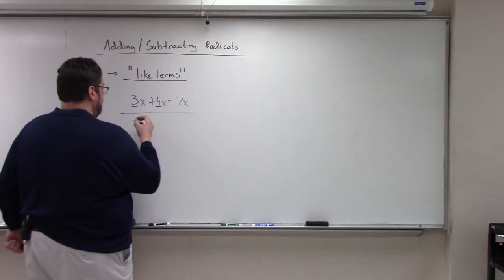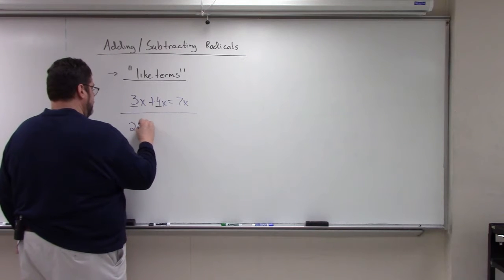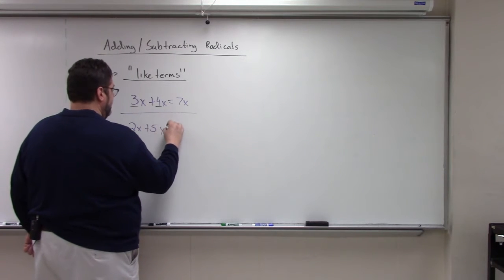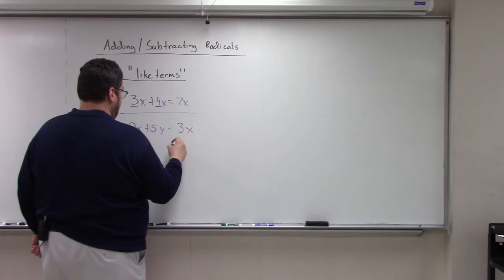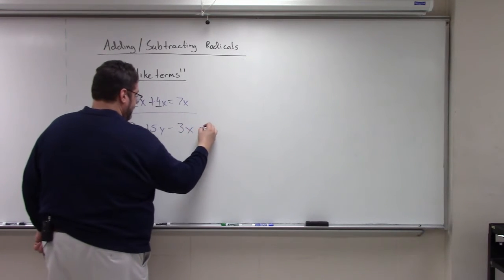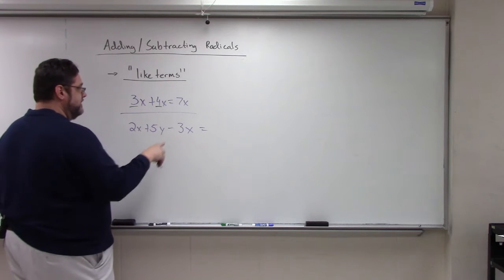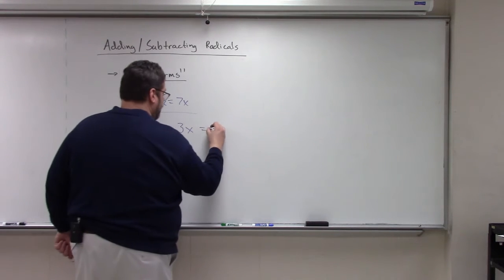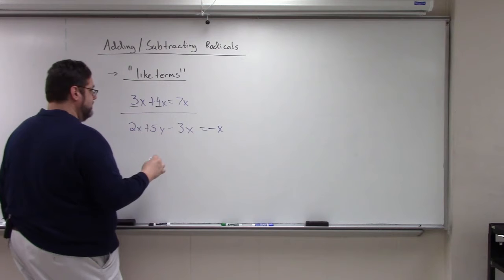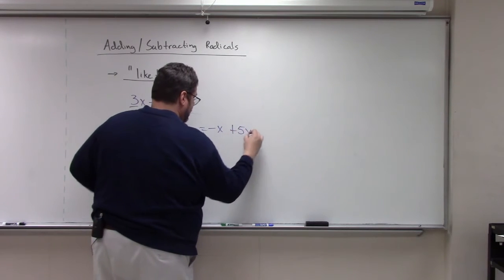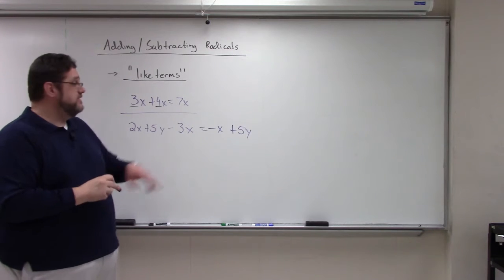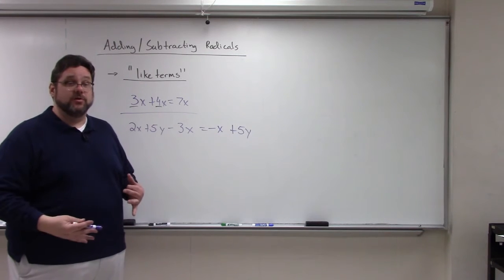All right. Now, what if we had this, 2x plus 5y minus 3x? Well, that was 2x minus 3x. 2 minus 3 is negative 1, or negative x, plus 5y. Okay? I could not add these two together because they're different terms.